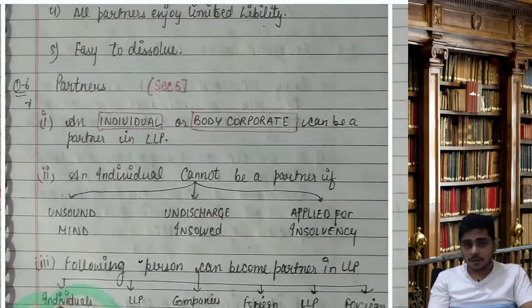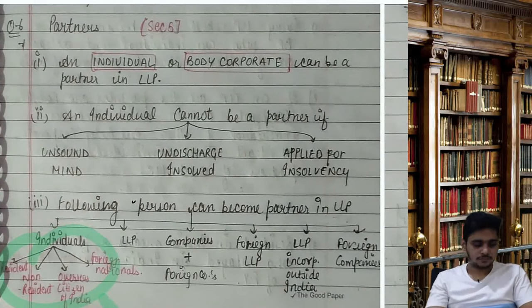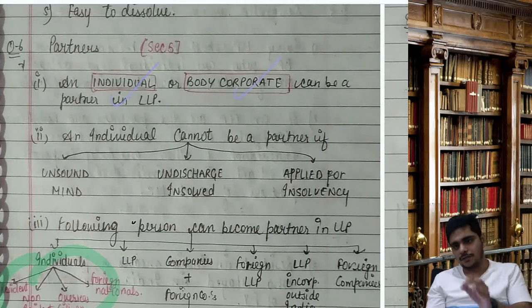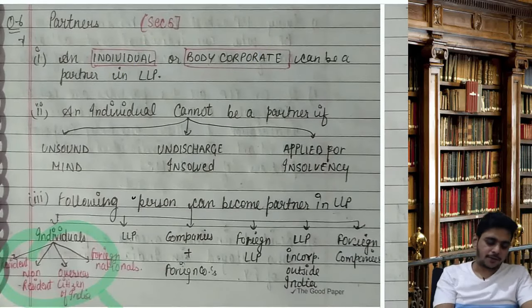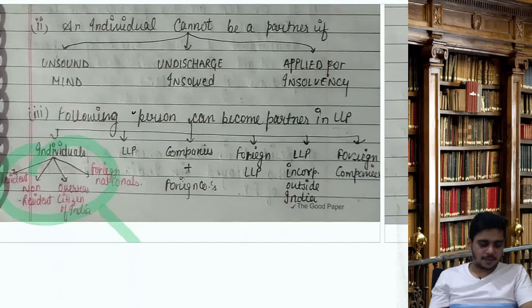Now, partners. An individual or a body corporate can be a partner in LLP. An individual cannot be a partner if he is insolvent, an undischarged insolvent, or has applied for insolvency. That's logical. Now, the following persons can become a partner in LLP.